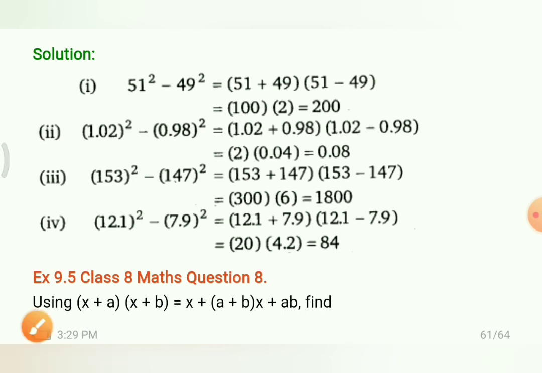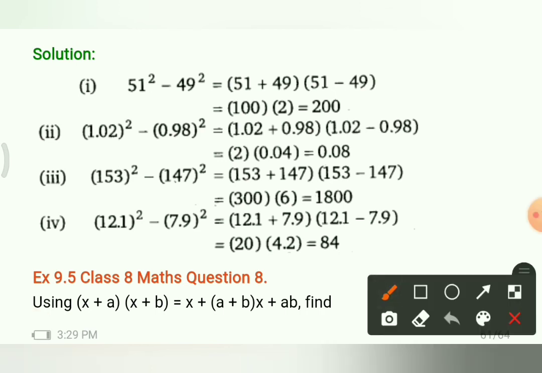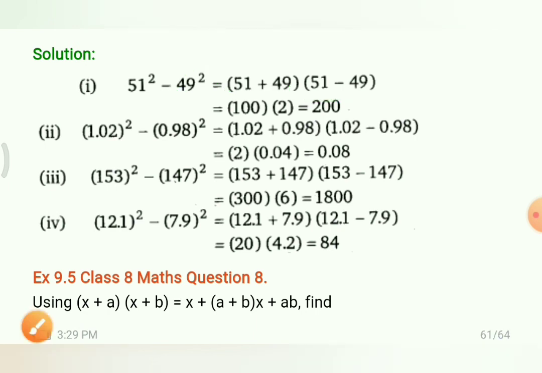A is what here? 51. And what is b? 49. So it is a plus b into a minus b. So a plus b, when you add 51 plus 49, it is 100, and 51 minus 49 is 2. When you multiply 100 into 2, the answer is 200. In similar fashion you can solve other 4. Now let's solve question number 8.